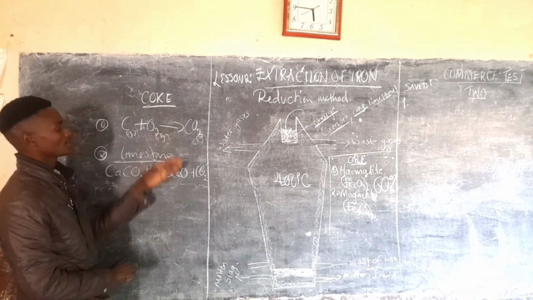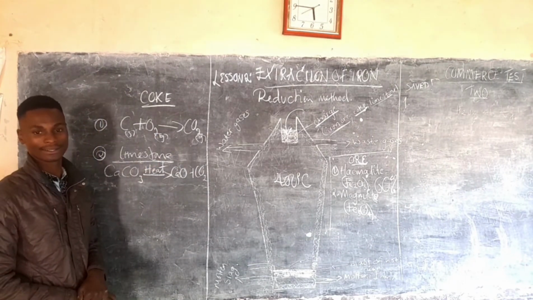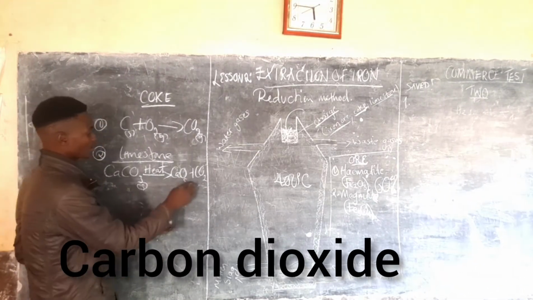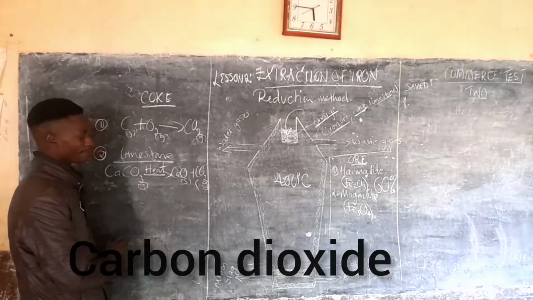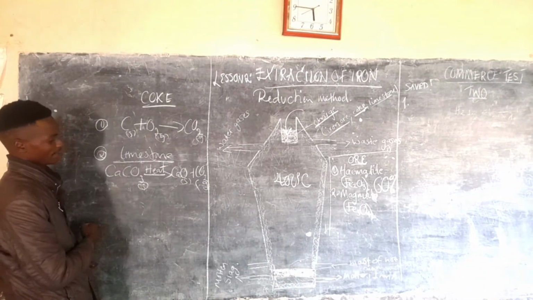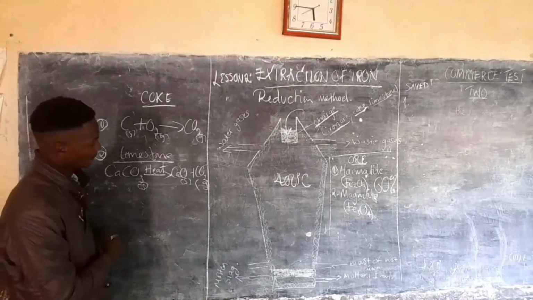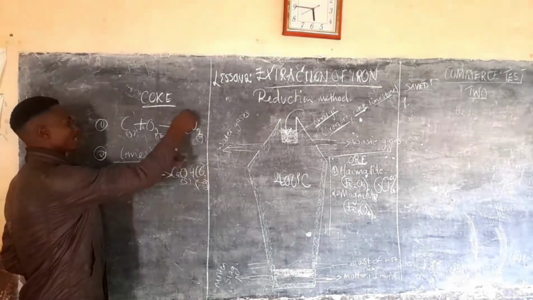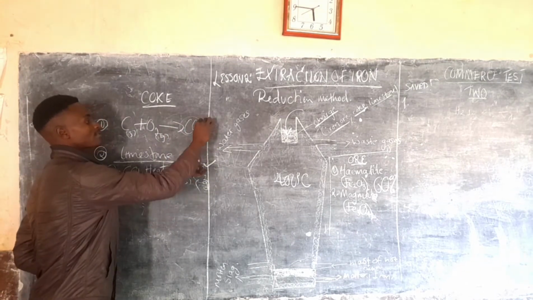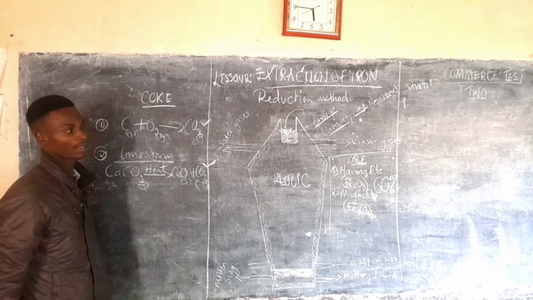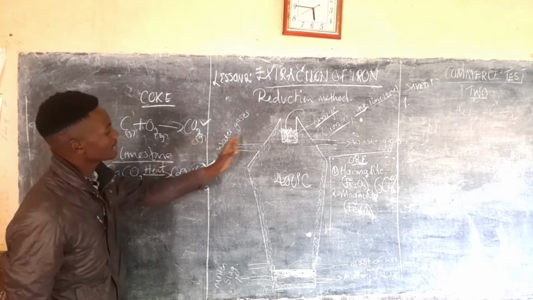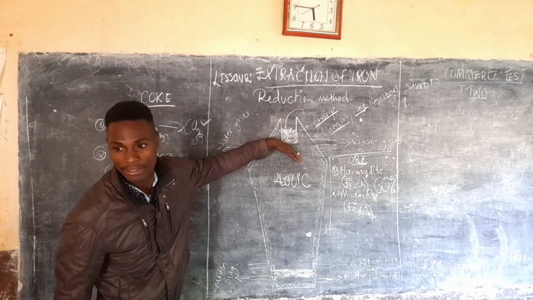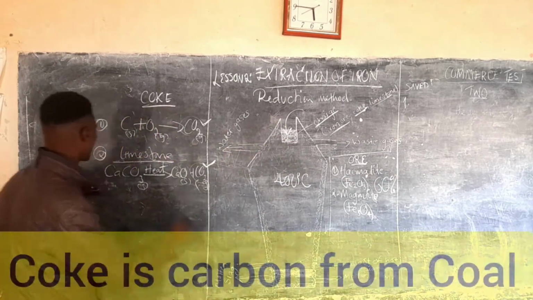What is common in the two reactions? Carbon dioxide is produced. This is solid, and this is gas. It's already balanced. So the carbon dioxide that is produced in the first reaction and in the second reaction circulates, and they further react with coke.